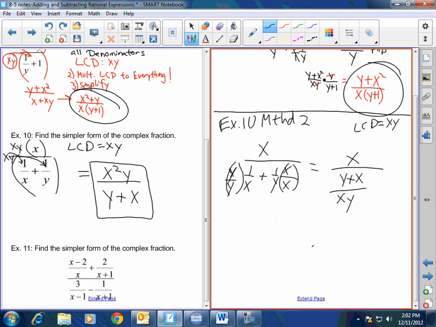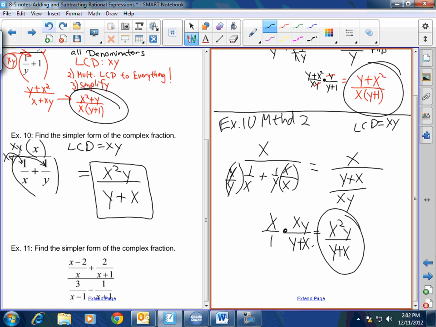Now, you're going to do stay, change, flip. And then that's going to give you X squared Y over Y plus X. I don't know about you guys. Oh my goodness. You cannot cancel out individual pieces of binomials. You cannot cancel this X with that X. No. Because we're adding, man.